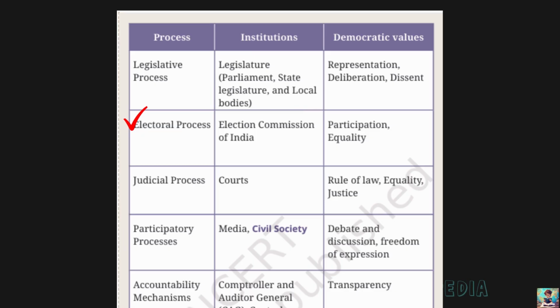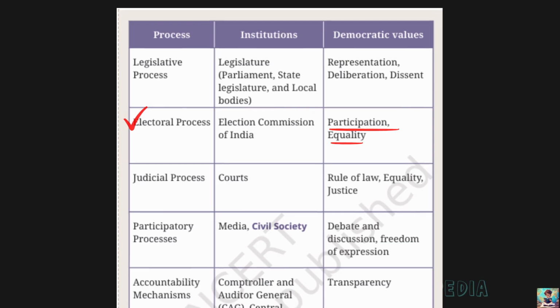Next is the electoral process. This is the process through which people choose their representatives by voting. The Election Commission of India supports this process. Elections encourage participation because people take part in choosing their representatives. They also promote equality because every citizen's vote has value.